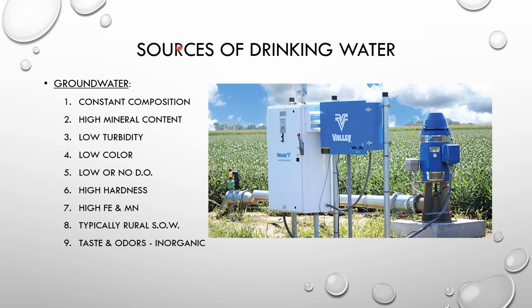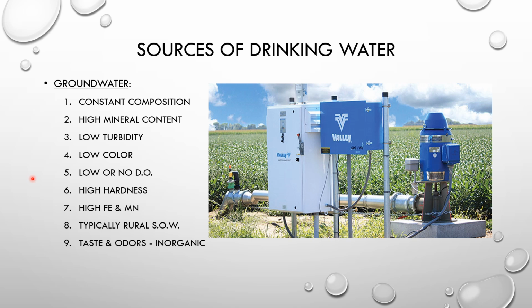So, another source of drinking water would be groundwater. These are some of the characteristics. Constant composition. Typically, the minerals that you're going to find are relatively consistent. You are going to have high mineral content, obviously, because you're pulling water from deep in the ground and up to the surface that has just been sitting in the Earth's soil. Typically low turbidity, low color, low or no dissolved oxygen. That is a real common occurrence in groundwater. You are going to have high hardness, though.